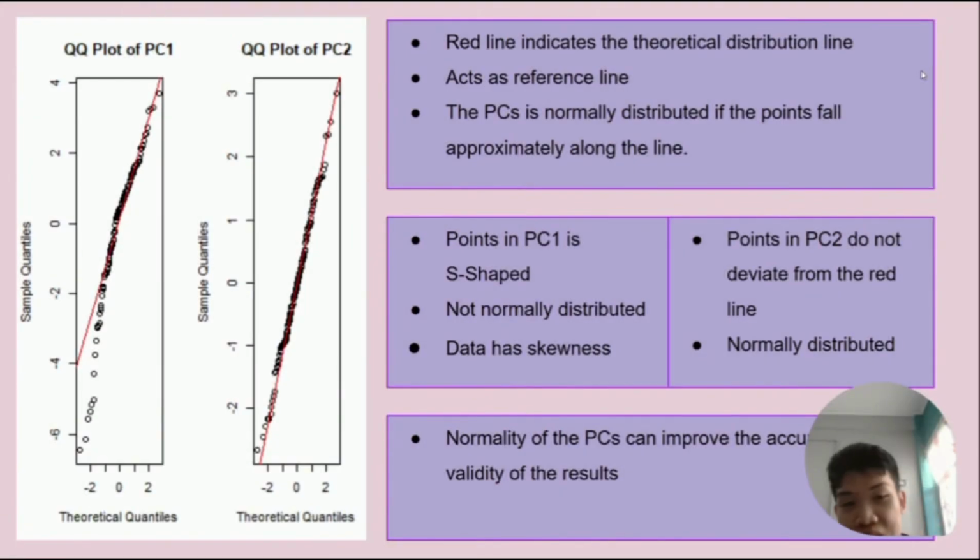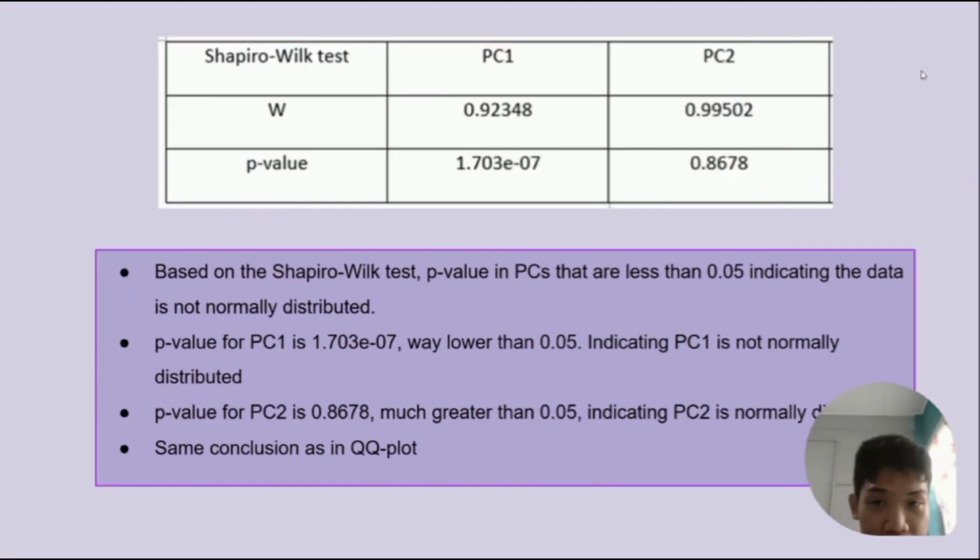Hi, I'm Tom and I will present the normality and outliers of the PCs. From the QQ plot, you can see that the points in PC1 are S-shaped and deviate from the red line, which means that PC1 is not normally distributed and the data has skewness. On the other hand, the points in PC2 do not deviate from the red line, and we can say that PC2 is normally distributed. And the Shapiro-Wilk test is another way to test the normality.